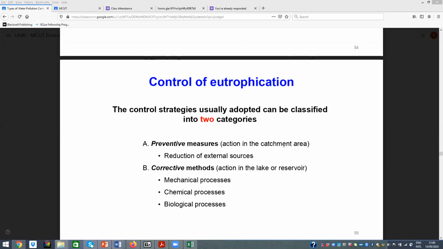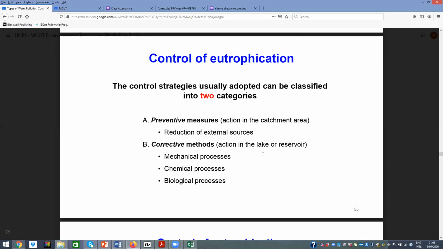Okay, thank you. And then this comes to the control of eutrophication. The control strategy usually adopted can be classified into two categories. The first one is called preventive measures, and the second one is called corrective measures. Okay, and then next please.